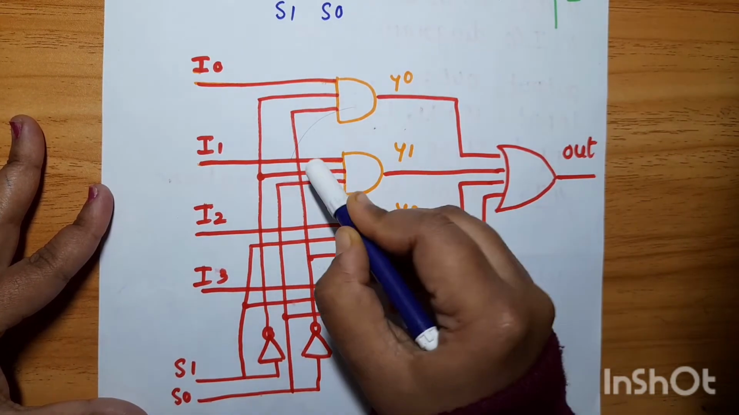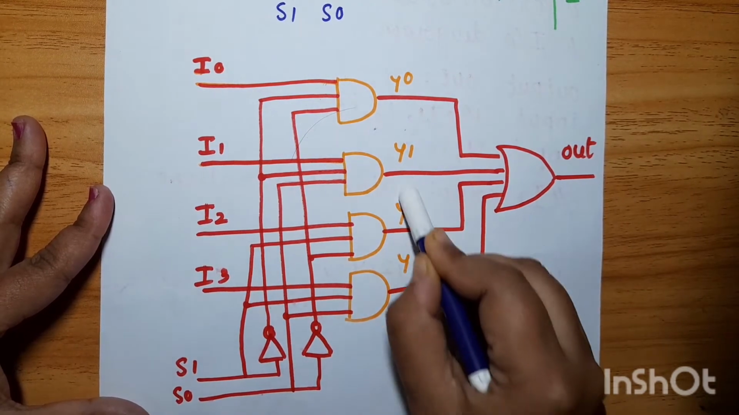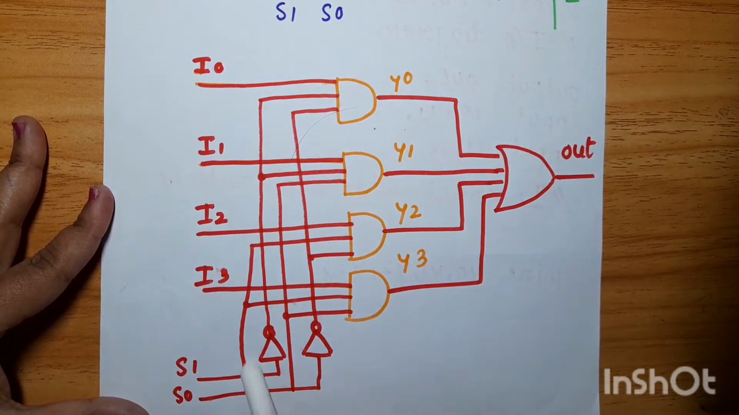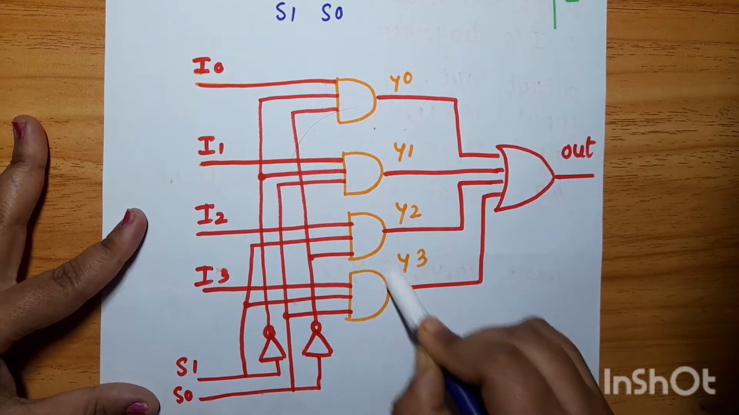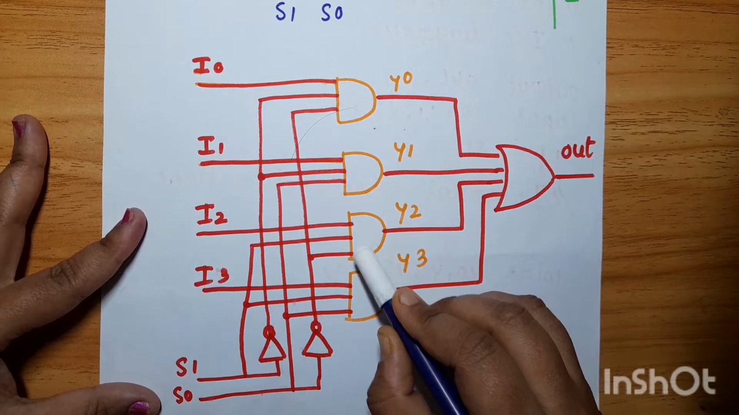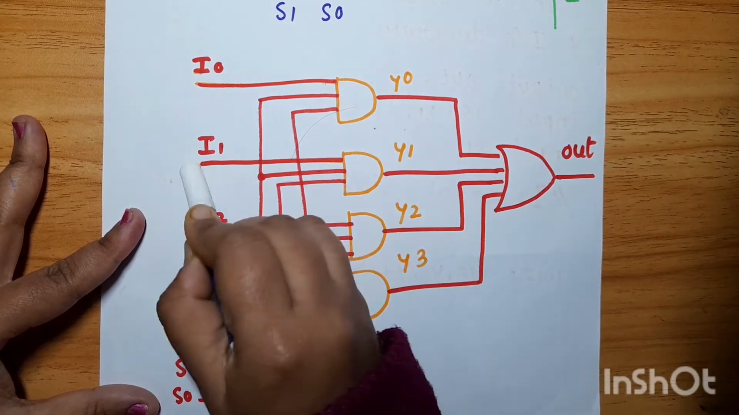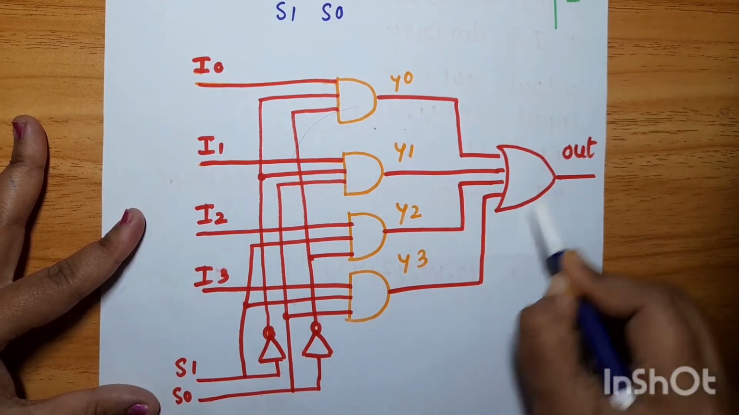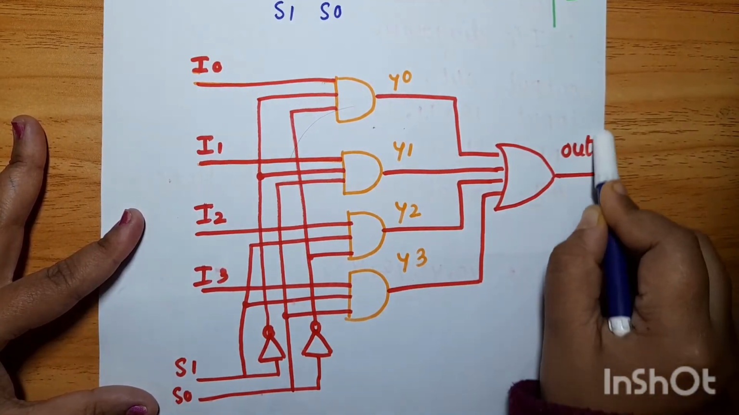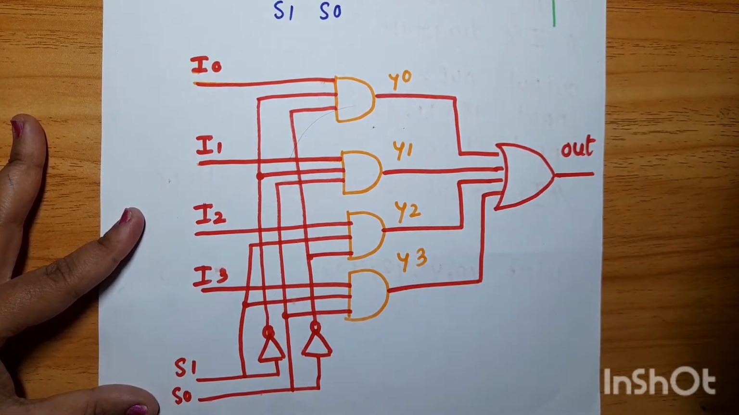S1 and S0 is 0, 1 here. You see, 1 is coming here and 0 is coming here. For this one, it is 1, 0. So you see, 1 is coming here and 0 is coming here. For this particular AND gate, it is 1, 1. That is S1 is 1 and S0 is 1. And here is the input I0, here is the input I1, here is the input I2, here is the input I3, and here is the OR of all the four outputs, that is out. So here is the circuit for the 4x1 multiplexer at gate level.